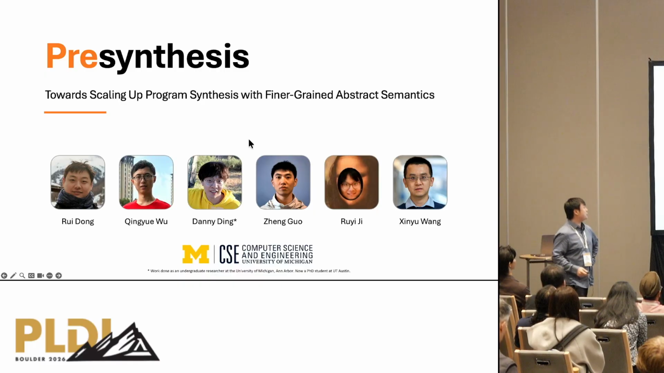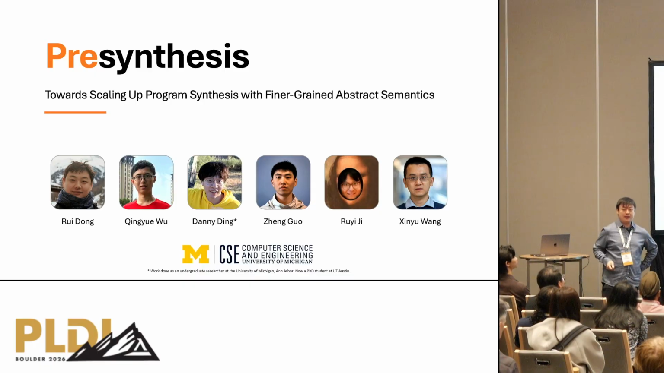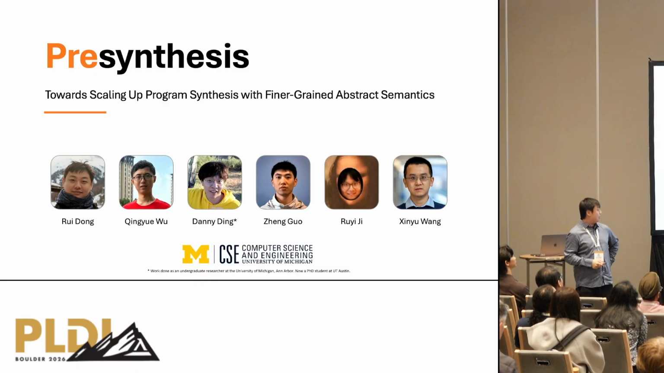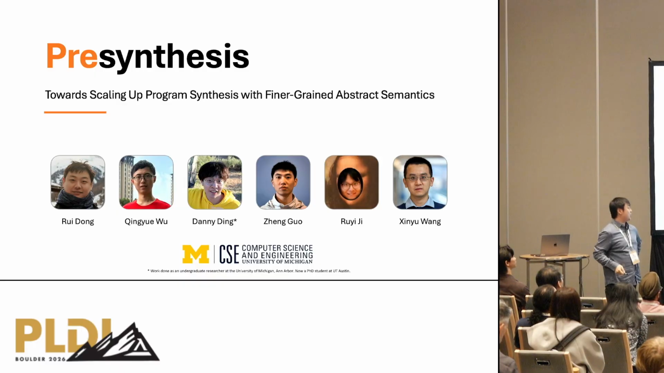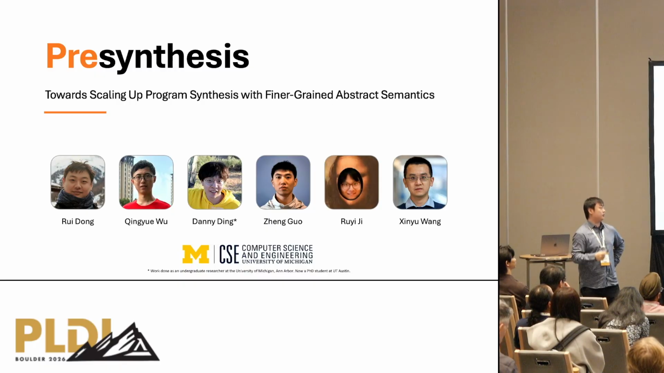Hello everyone, I'm Ray from the University of Michigan, and today I will introduce our work, Presynthesis. It's a program synthesis paper, and we're trying to explore a new dimension to scale up program synthesis. This work is done at the University of Michigan with my collaborators Qingyue, Danny Ding, who is at UT Austin now, and Zheng, Ruyi, and my advisor, Professor Xinyu Wang.